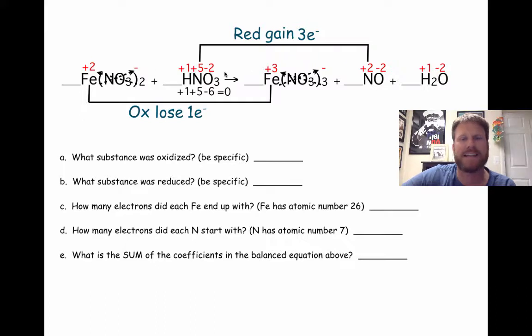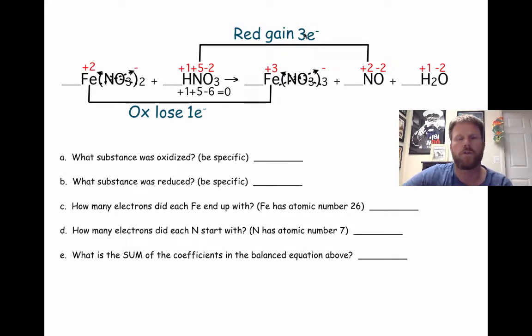I assigned the oxidation numbers, and you can see after doing that iron goes from a +2 to a +3 oxidation state. It had to lose 1 electron to do that, so iron is being oxidized. Nitrogen is being reduced. It goes from +5 to +2. Its oxidation number is decreasing. So from here we can balance this.